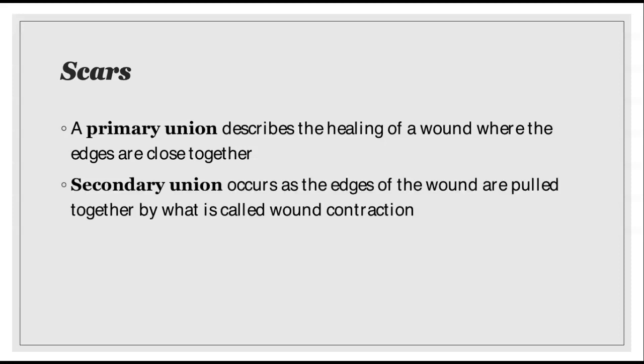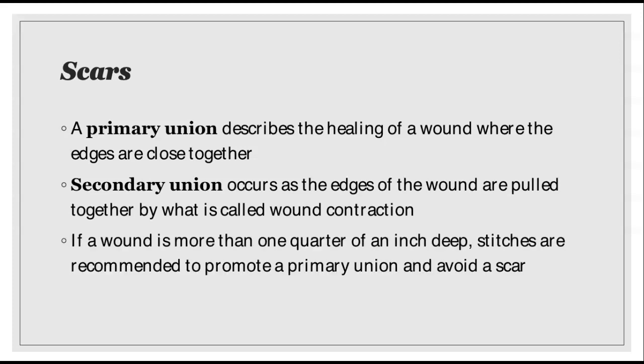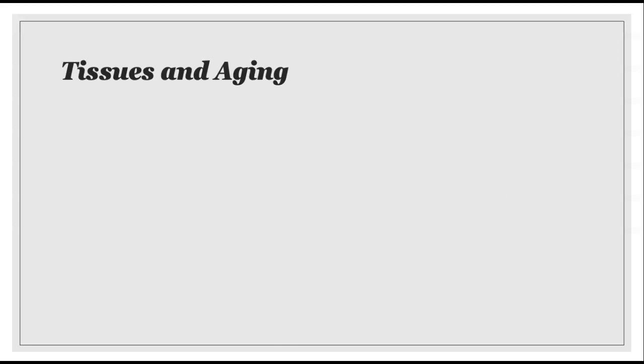A secondary union occurs as the edges of a wound are pulled together by what is called wound contraction. If a wound is more than 1/4 of an inch deep, doctors will recommend stitches to promote a primary union, because primary unions will generally not leave scars. However, if you don't bring the edges close together and the wound has to do what is called wound contraction, you may be left with a disfiguring scar.